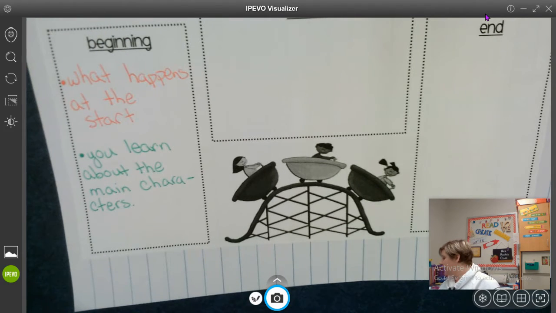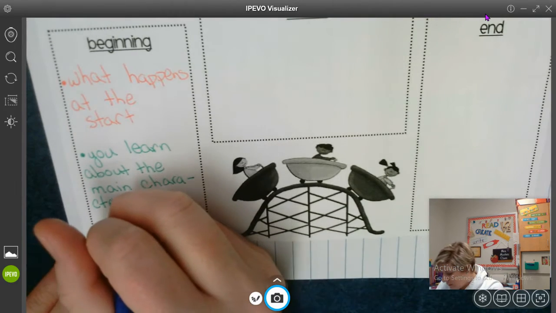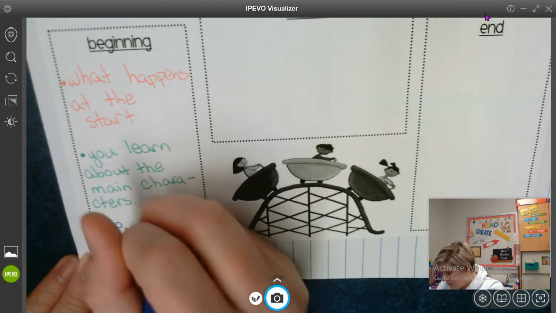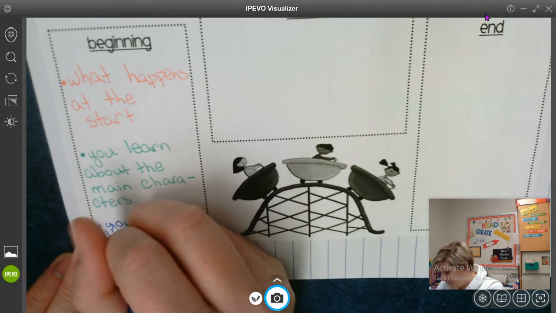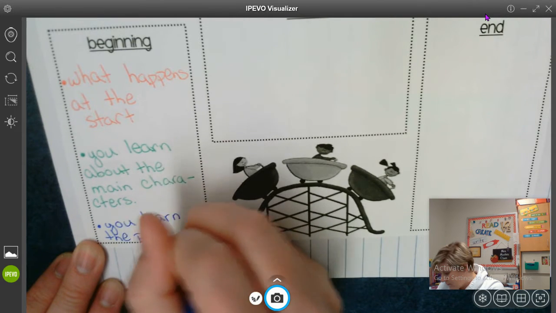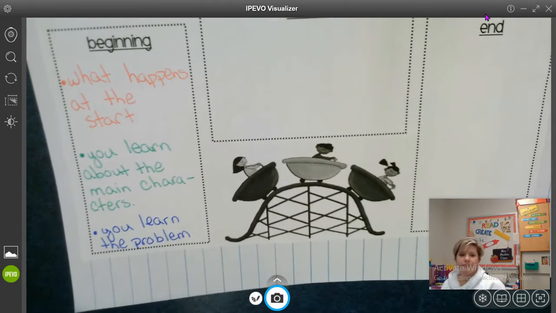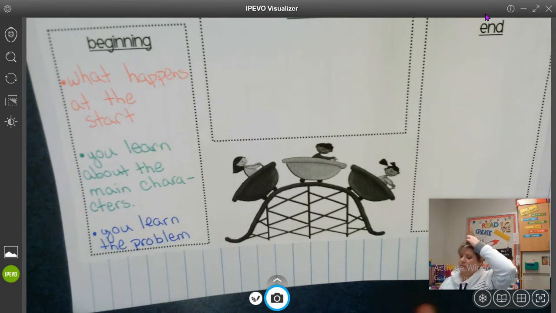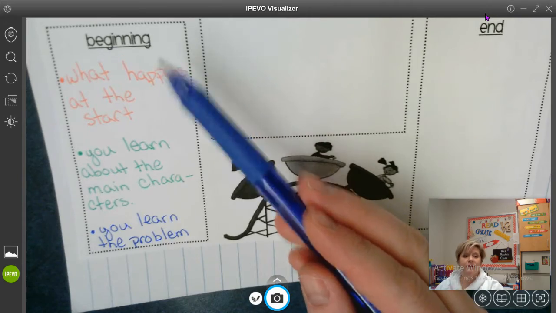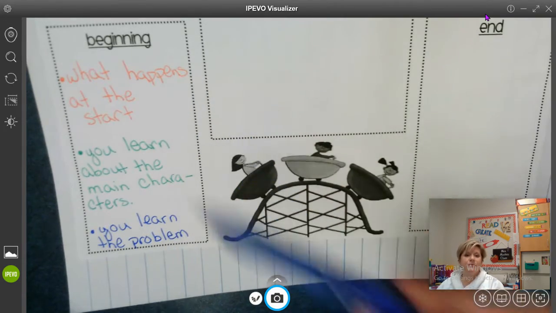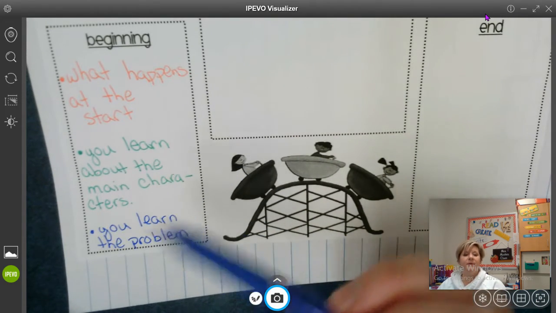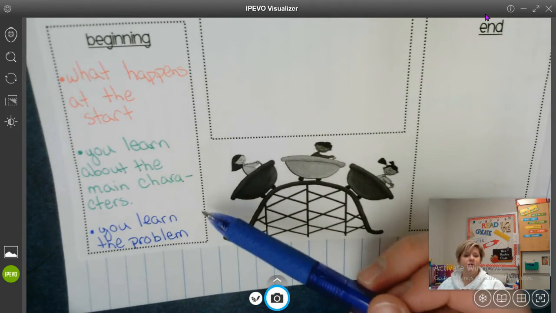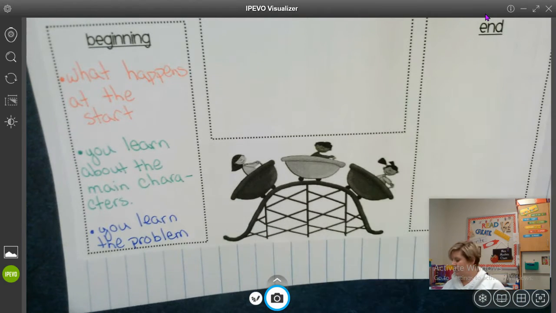Also, what happens at this point in the story is you learn about the problem. So we have the beginning of our story, and this is what happens at the start of the story. It's where you learn about the main characters, and this is also where you learn about the problem in your story.